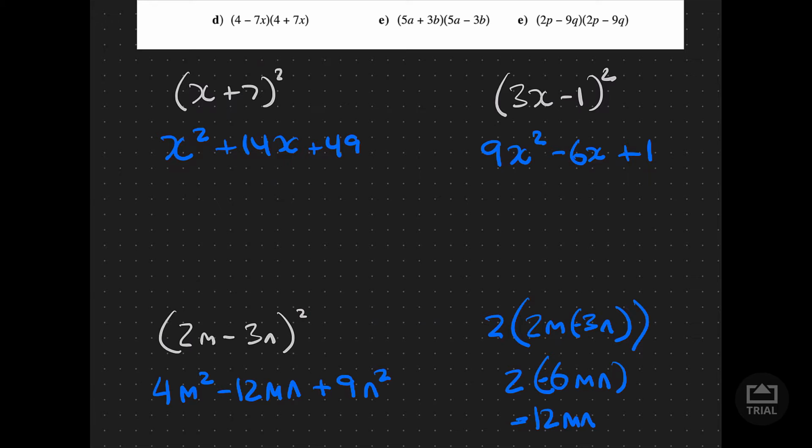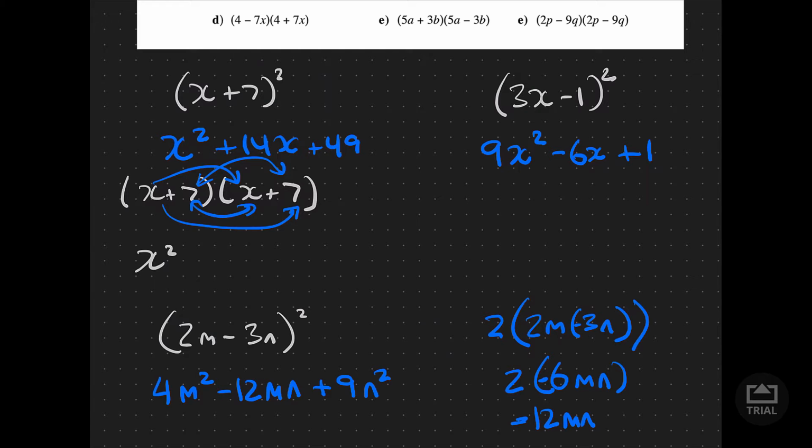Now, if you want to verify this, basically what you're going to do is take the x plus 7 and multiply it by the x plus 7. And we're going to do the first, the outside, the inside, and then finally the last. Okay, so if we look at this, what is x times x? That is going to be x squared.